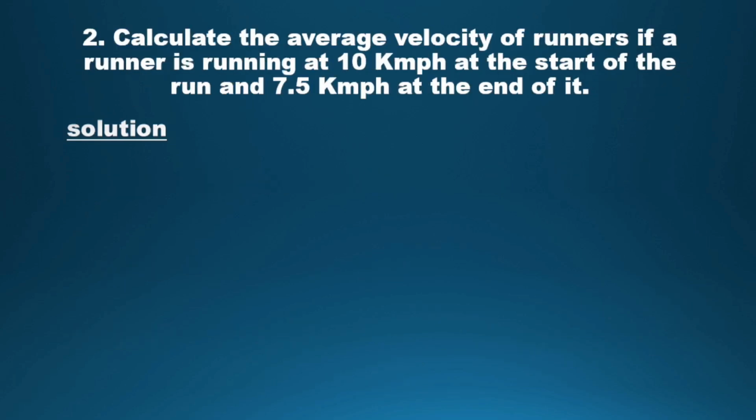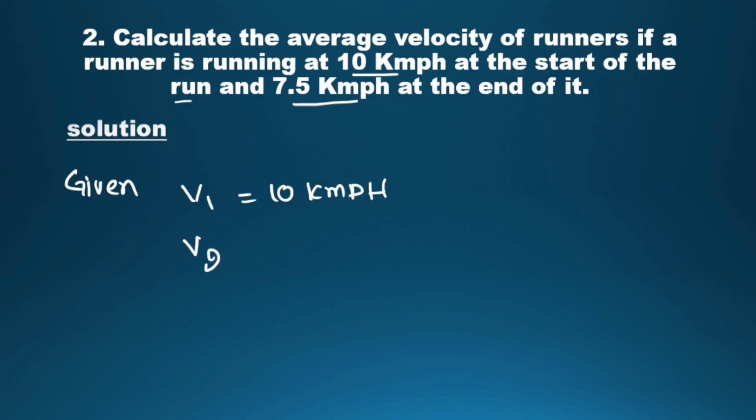See the second problem. Calculate the average velocity of a runner if the runner is running at 10 kmph at the start of the run and 7.5 kmph at the end of it. Now, write what is given. Let V1 be the velocity, that is 10 kmph at the start of the run. At the end of the run, let the velocity be V2, which is 7.5 kmph. Now, what is the average velocity?